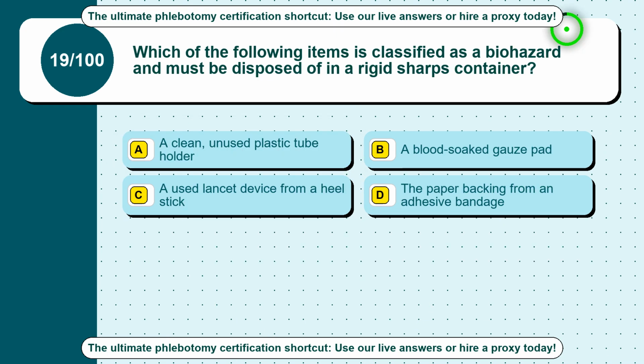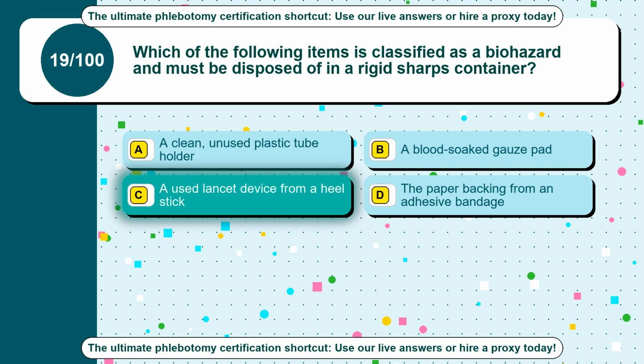Question 19. Which of the following items is classified as a biohazard and must be disposed of in a rigid sharps container? Option A. Clean, unused plastic tube holder. Option B. A blood-soaked gauze pad. Option C. A used lancet device from a heel stick. Option D. The paper backing from an adhesive bandage. The correct answer is option C.